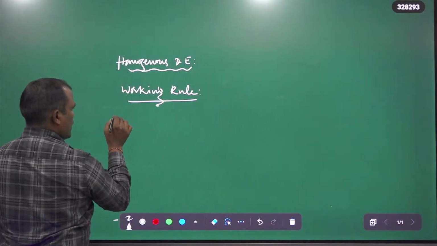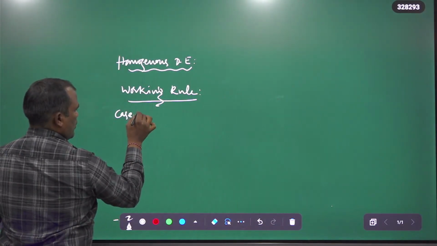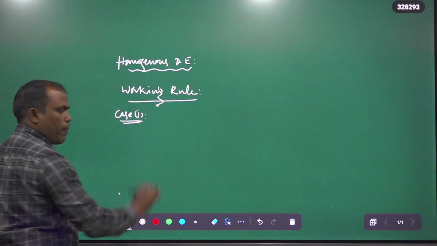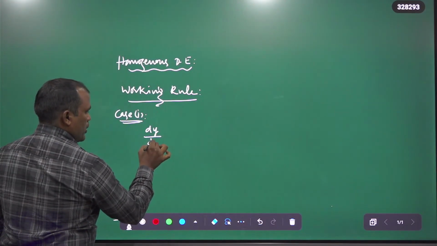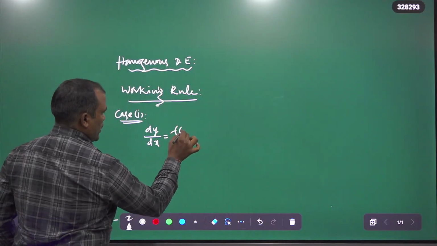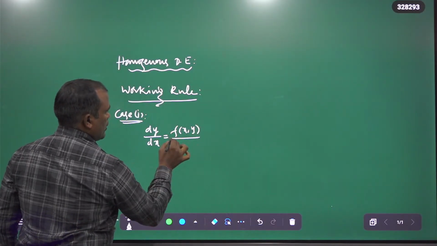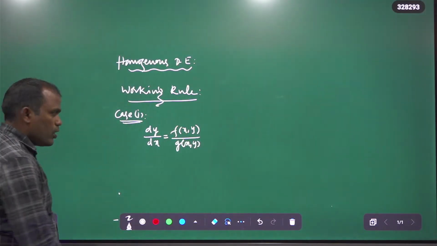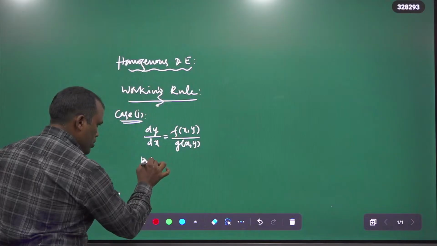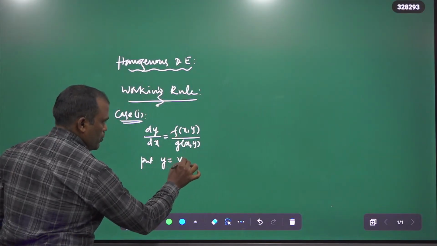See, in this case there are two cases. Now case 1: whenever a differential equation is given as dy by dx equal to f of x comma y by g of x comma y, what should we do here? Put y equal to vx.